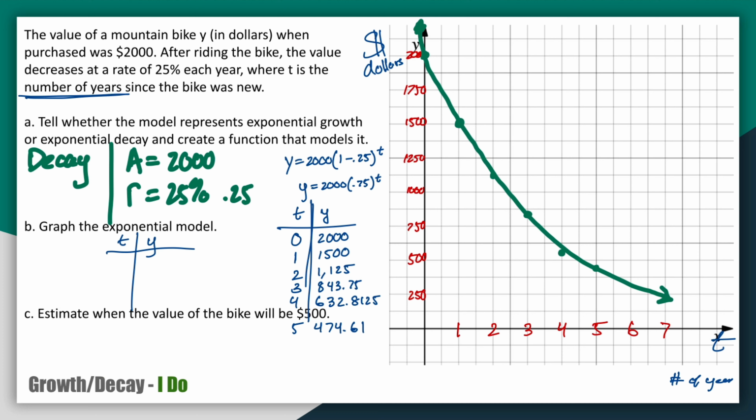Okay. Now for C, estimate the value of the bike will be $500. Yeah, estimate when the value of the bike will be 500. Okay. So we're looking here, and we can see 500 is about here. And so it's kind of at about 4.5 years, although the line is not drawn perfectly. It looks like it actually might have needed to curve out a little bit, but we can say a couple things. We can say, between 4 and 5 years, okay?